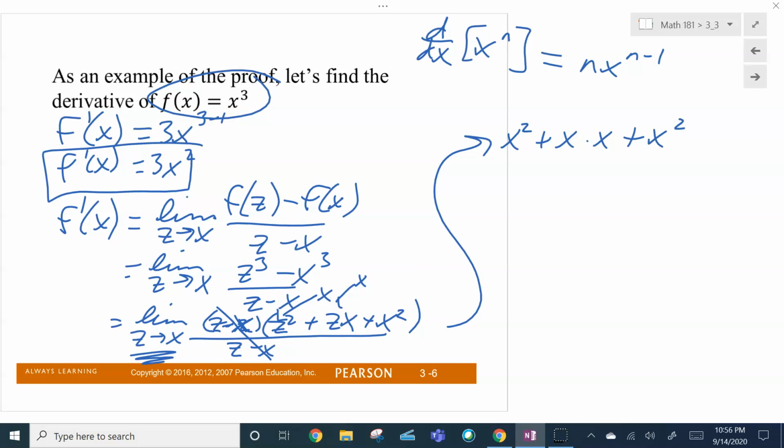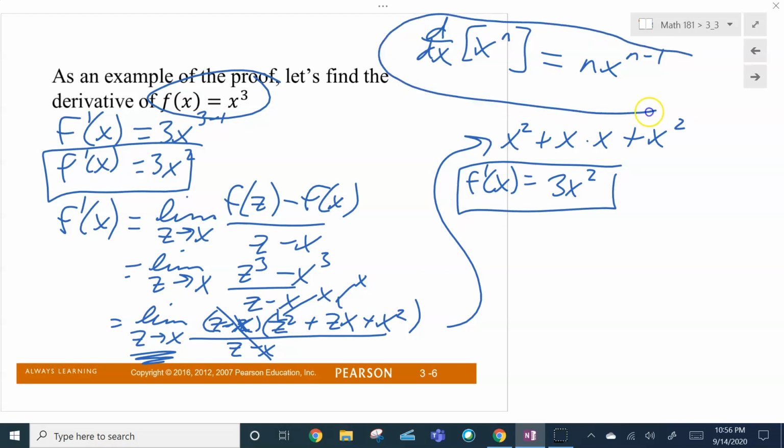So we got x squared plus x squared plus x squared, 3x squared. There's the derivative. See that? So there's the limiting process, right? This is the limiting process. But now we don't have to do it. We have the rule, so we can just follow the rule.